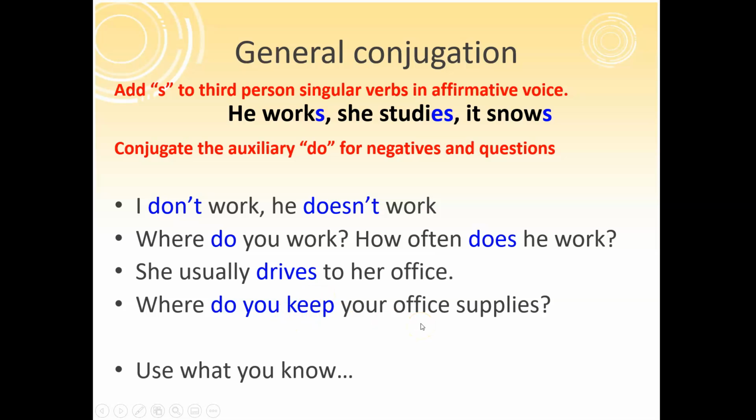The trick is to use what you know. You already know how to say, I don't know, he doesn't know. So if you can think about that when you're conjugating other verbs, you should be okay.